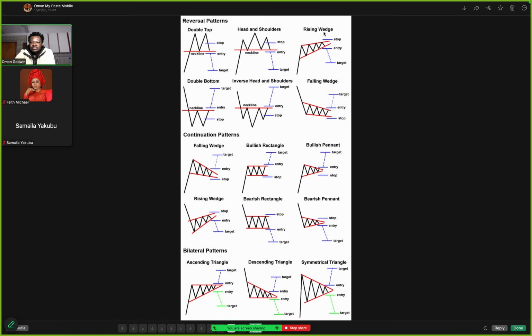Then we have a rising wedge. A rising wedge simply means that the market is getting weaker and it's at our major resistance level. The market will be creating something like this, and you have to know how to identify all these patterns on the market. This will sell down. I'm coming back a little bit.